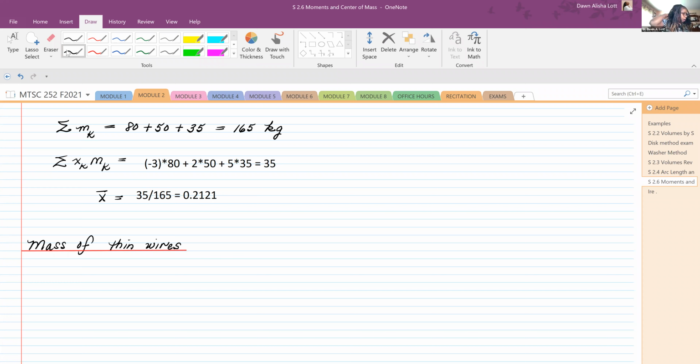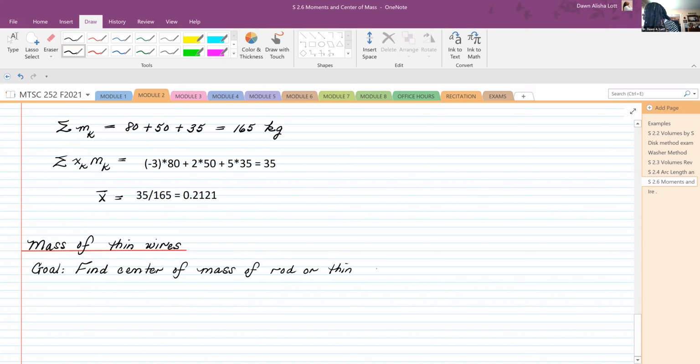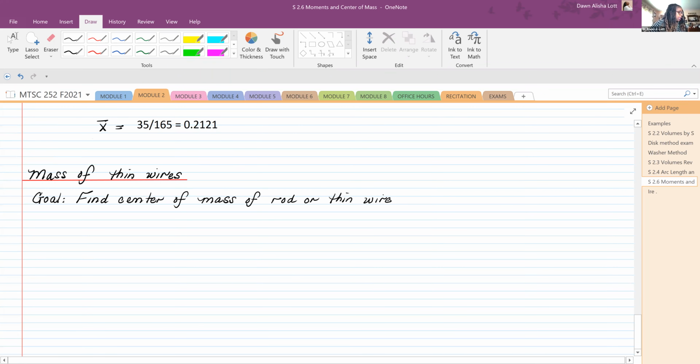Okay, so we want to find the center of mass of a rod or a wire, and we're assuming this thing is really, really thin. So our goal is to find the center of mass of a rod or a thin wire. This is where we're going to actually start to get into some calculus, because up until now, we haven't done any calculus.